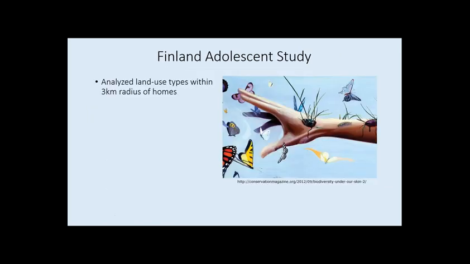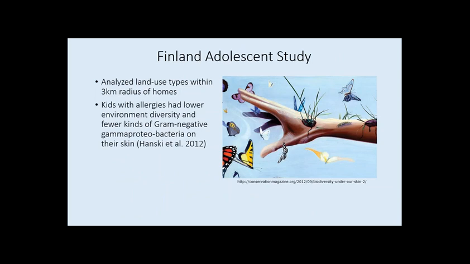I'm not going to go into a lot of details on this today, but I wanted to share one example I found particularly interesting. This was a study done in Finland on adolescents. They looked at the land use types that were within 3 kilometers of the homes of these adolescents, assuming that they spent a fair amount of their time at home. And what they found was that kids with allergies had lower environment diversity, and they had fewer kinds of gram-negative gamma proteobacteria on their skin.